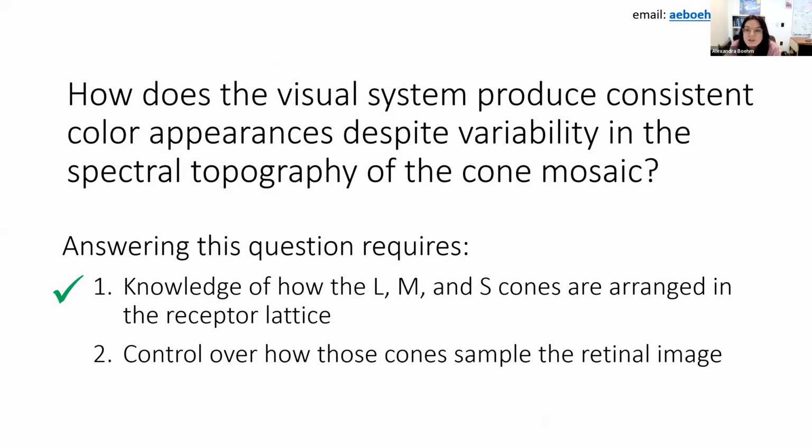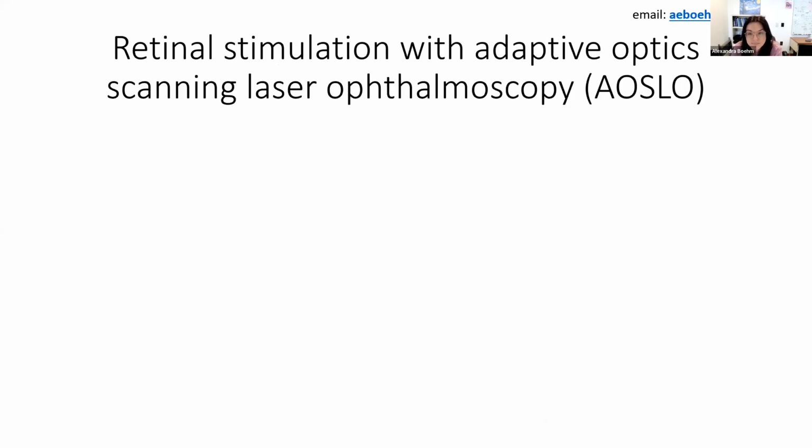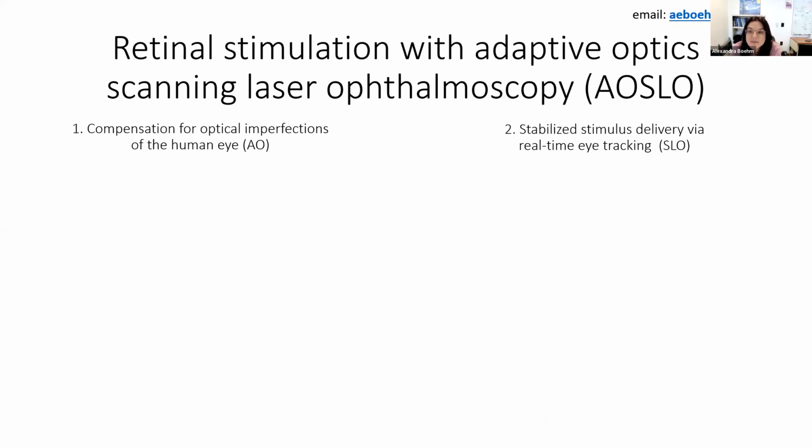So with the knowledge of the cone spectral types and their locations in the mosaic, what remains is the need for control over how those cones that we have classifications for sample a stimulus that we present. So this relies on retinal stimulation with an adaptive optics scanning laser ophthalmoscope, or an AOSLO. And this device can really be broken down into two components.